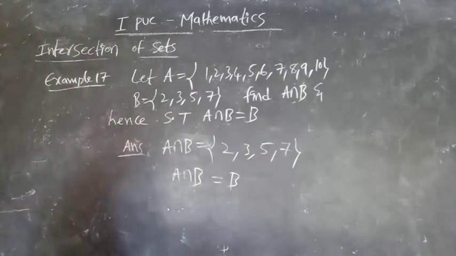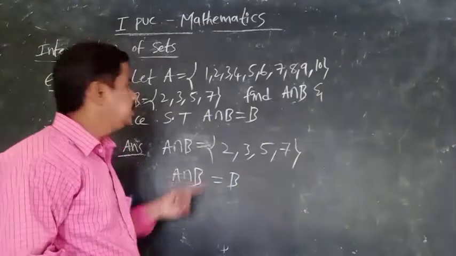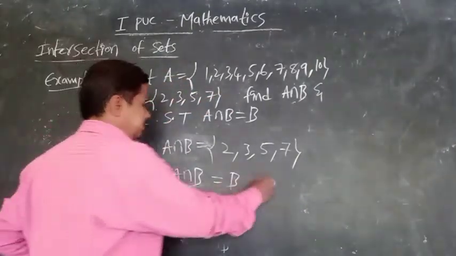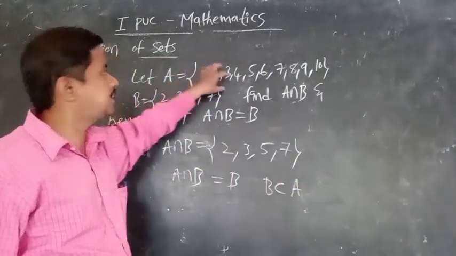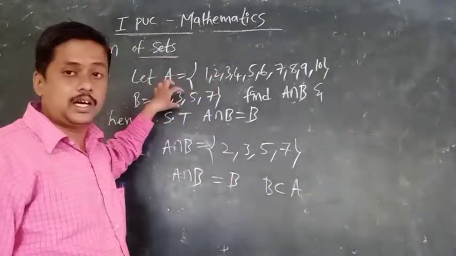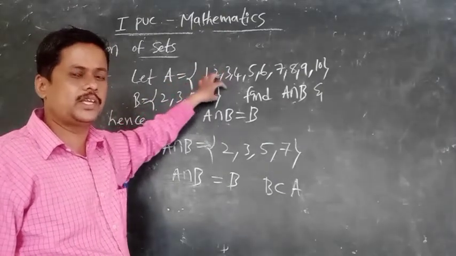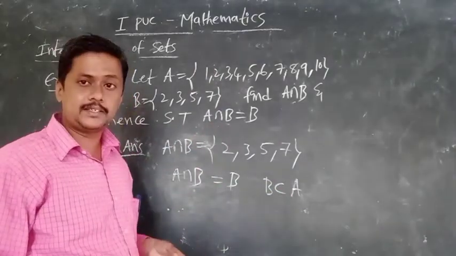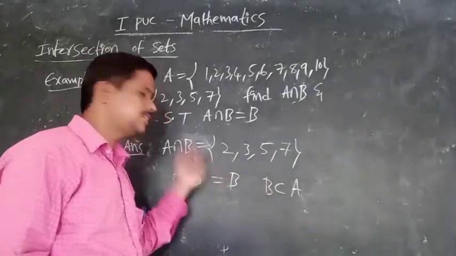Here I will tell you one condition. What is that condition? If you observe this, B is a subset of A. Did you see? B is a subset of A, that means all elements in B are contained in A. Everything in B is inside A, right? So in this case, if you do A intersection B, the smaller set becomes the answer. Remember this.